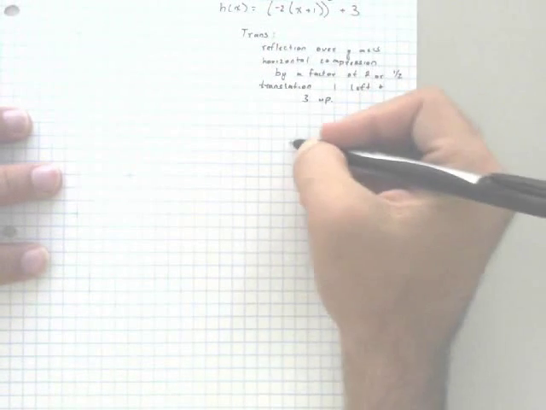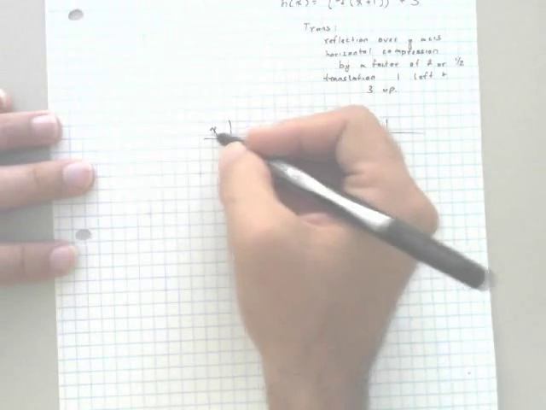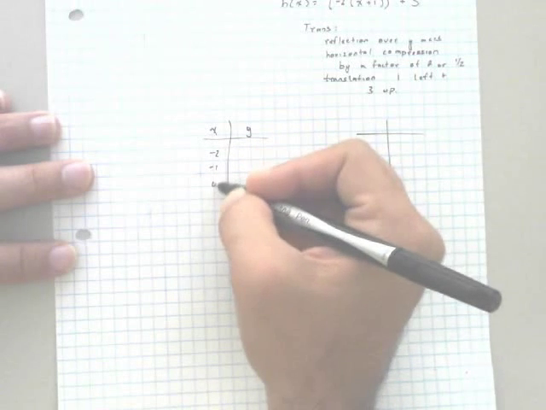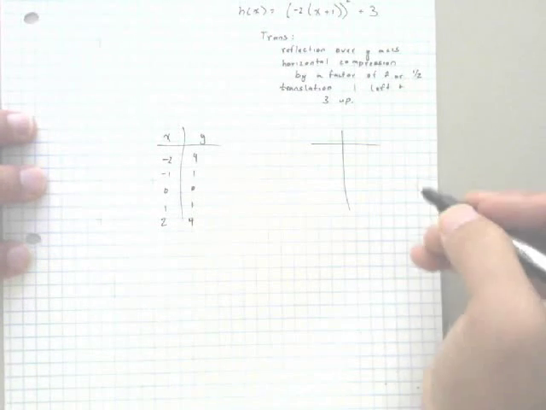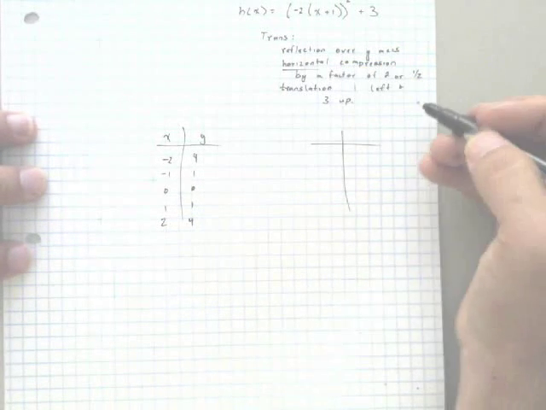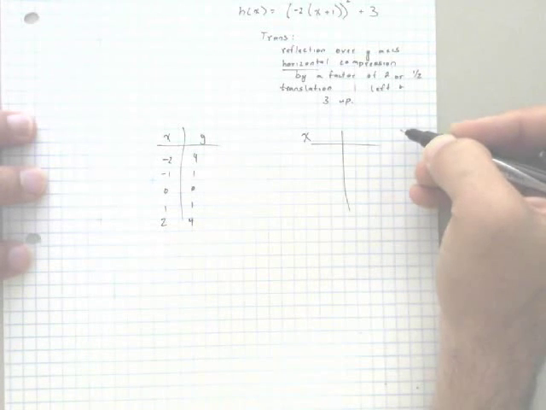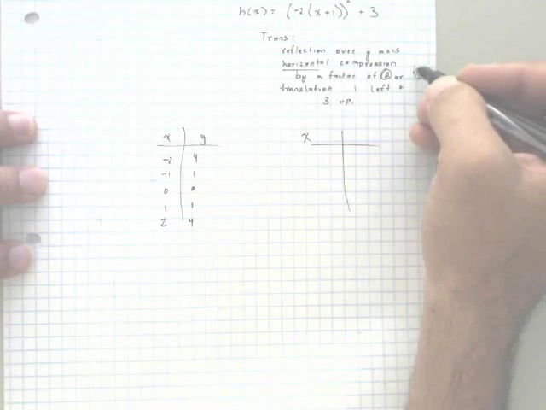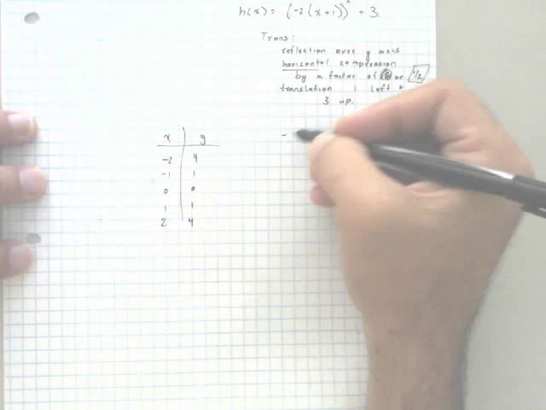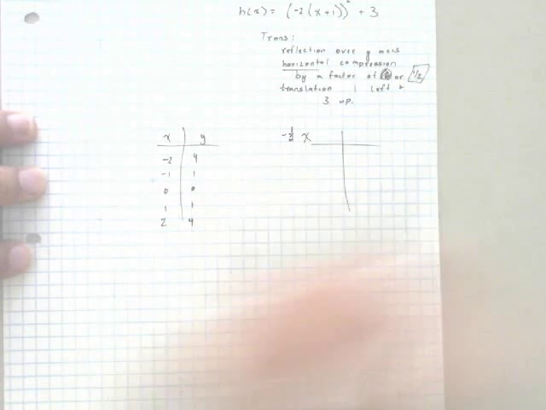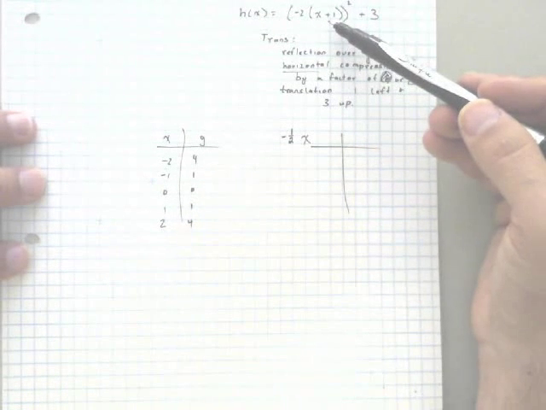So when I make my table, again, I'm going to go back to my typical parent, x and y, -2, -1, 0, 1, and 2, 4, 1, 0, 1, and 4. Okay? My x's, because of horizontal change, are going to be multiplied in this case, and I have to be careful, not by 2, but actually by 1/2. So I'm going to take my x's and multiply by -1/2.